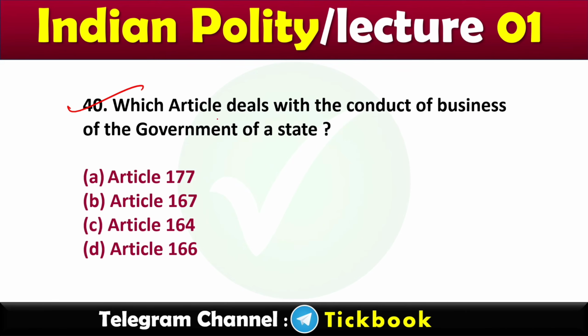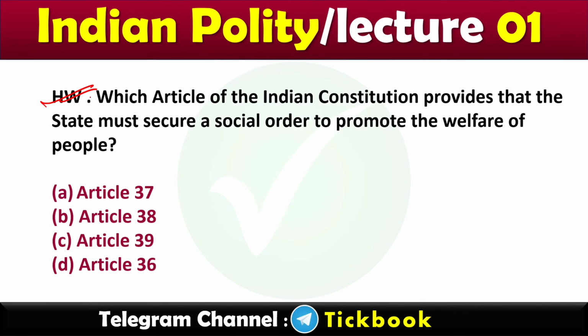And the last question, which article deals with the conduct of business of the government of a state? Government of a state. Option number D, Article 166. And it is your homework, guys. You have to answer this question in the comment section. Which article of the Indian Constitution provides that the state must secure a social order to promote the welfare of the people?